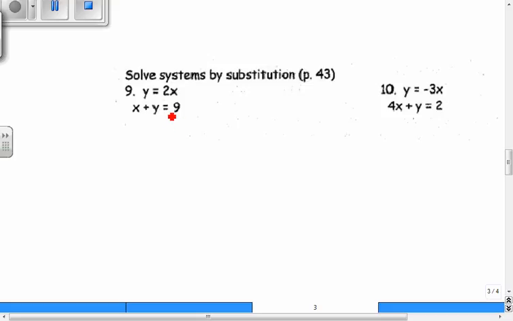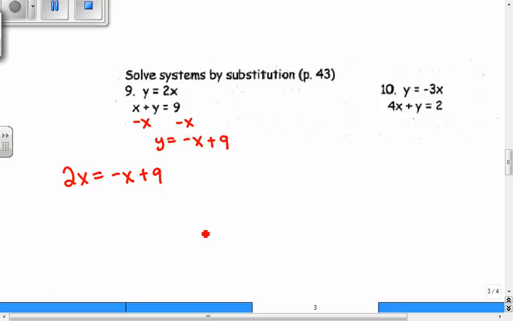This is just a little shortcut. Don't get confused by this. We could always do that. We could always say, well, I want y equals. So I'm going to subtract x from each side of this, and I get y equals negative x plus 9. Then up here, I have y equals 2x. So I would say 2x is equal to negative x plus 9.